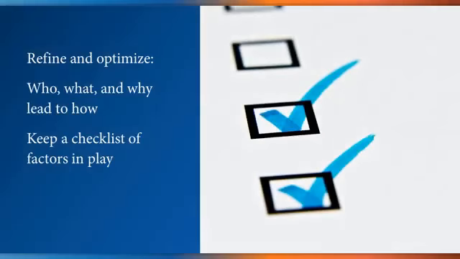Now, knowing the who, what, and why will help you to refine and optimize how you are going to tell your data story. For example, will you be presenting a set of static slides, or a paper report, or perhaps narrating an interactive dashboard? I find keeping a checklist of those factors, even in an informal way, can be very valuable in making sure that your story is on point and as impactful as possible.